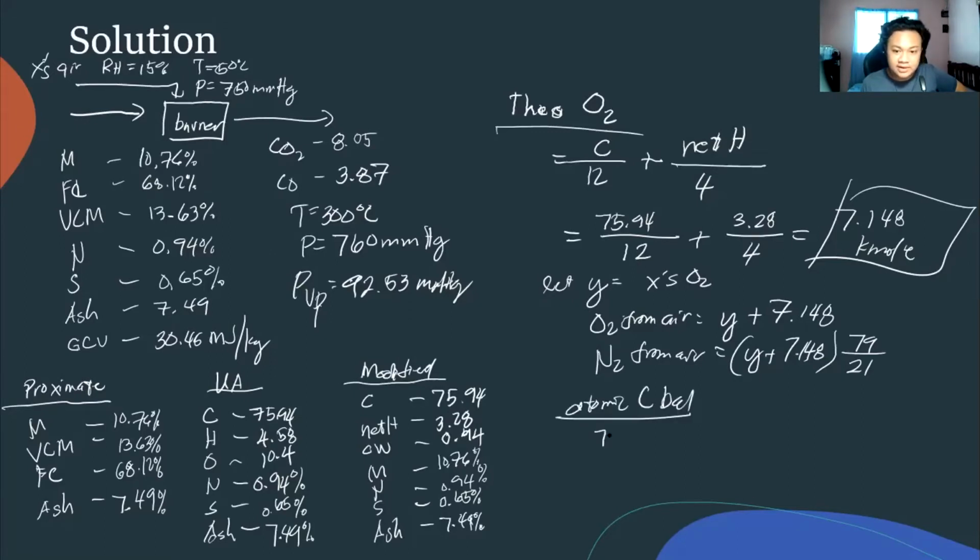So in the stack gas, we have the atomic C balance. We have 75.94 here. In the feed, 75.94 is the carbon that entered. So we know how much we got in our burner. We have CO2 and CO coming out, but this is in moles, so first transform the 75.94 to moles, because that's in kilograms. Divided by 12, that makes it moles.